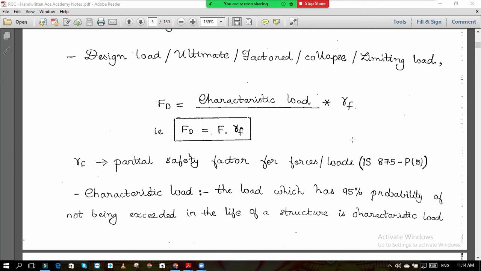They can ask this, and most of the time students get confused and give the answer that the value of gamma f is taken from IS 456:2000. That is wrong. The value of gamma f, the partial safety factor, is not given in IS 456:2000. It is taken by referring to IS 875. That value is given there.